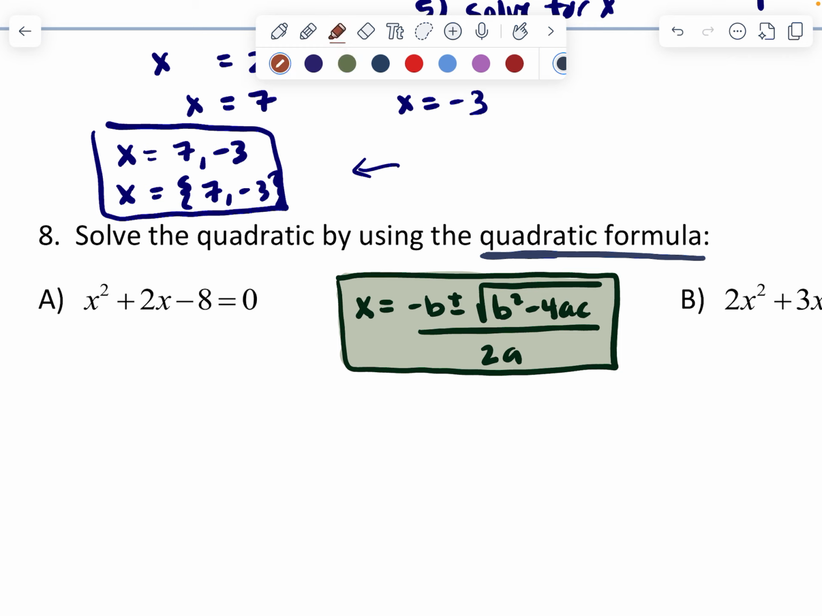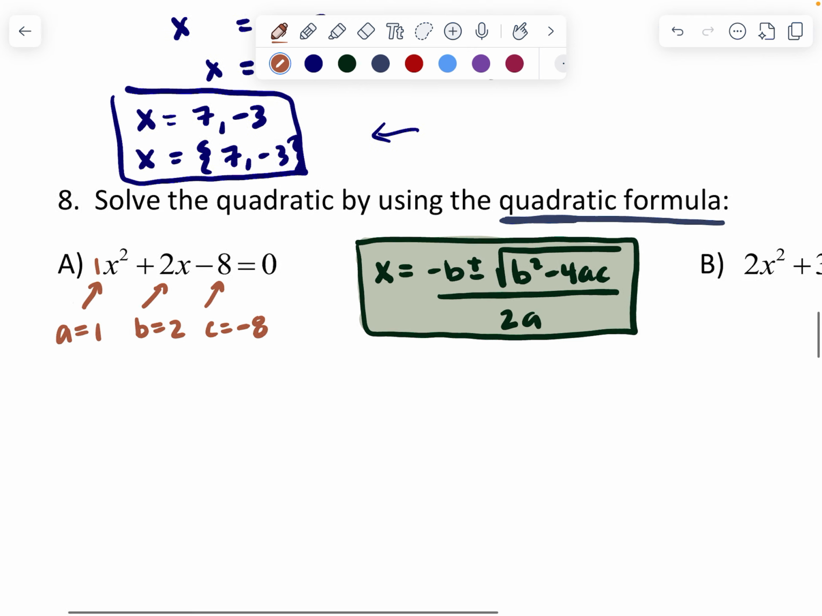Now the question is, what are these A, B's, and C's? The A is the number in front of the x squared. So in this problem, A equals 1 because there's nothing in front. You can assume it's a 1. The B is the number in front of the x. So in this case, B equals 2. And the C is the constant, which is negative 8. So I'm just going to replace all the A, B's, and C's in my quadratic formula with those numbers.